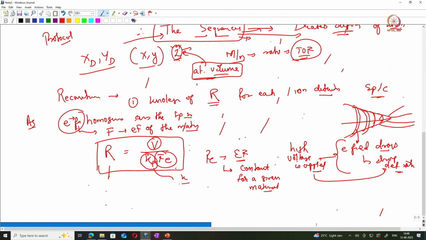Okay, and here the voltage can be given as the DC voltage which is applied plus the pulsed voltage in HV pulsing.